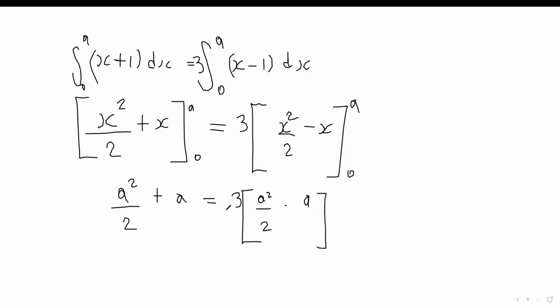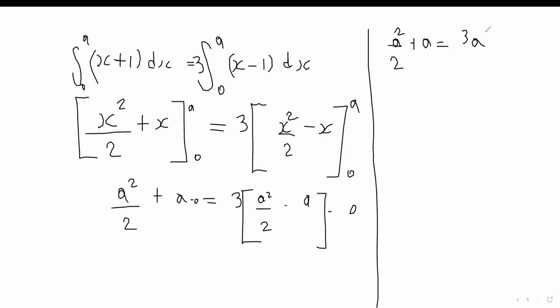When you plug in 0, you get minus 0. So if you want to put minus 0 and minus 0, that's fine. So this is all we're simplifying. Let's finish it off over here. Simplifying that, you have a squared over 2 plus a, sorry, is equal to 3a squared over 2, and this is minus 3a.